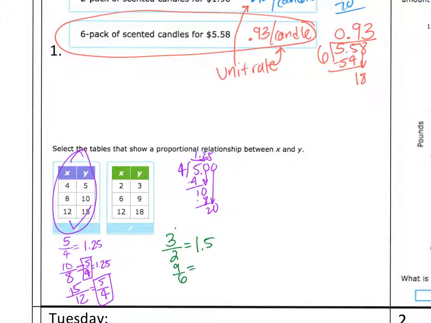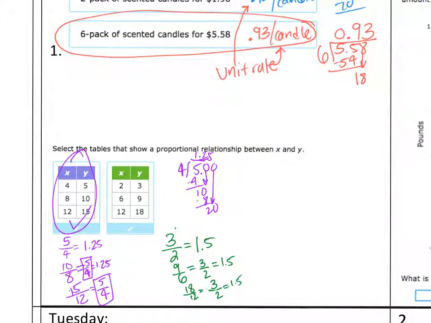9/6 reduces to 3/2 as well, which is 1.5. And then the next one is 18/12, which reduces to... no, I'm sorry, I wrote the wrong one up there. Oops. What number goes into both of those? 6 goes into both of those. 6 goes into 18 3 times, and 6 goes into 12 twice.